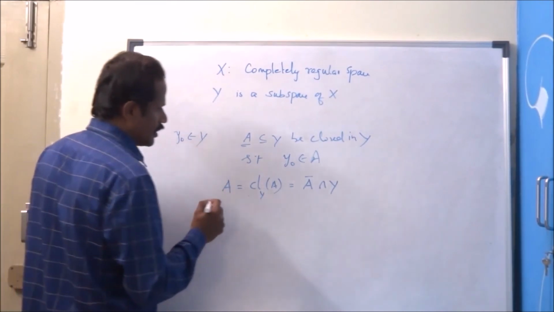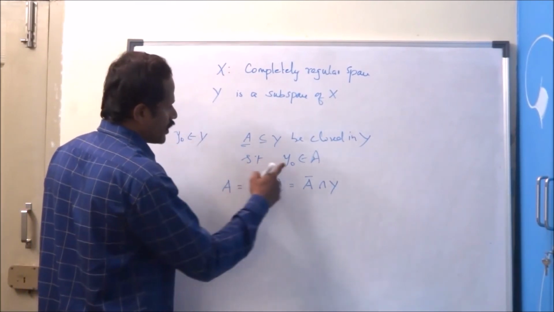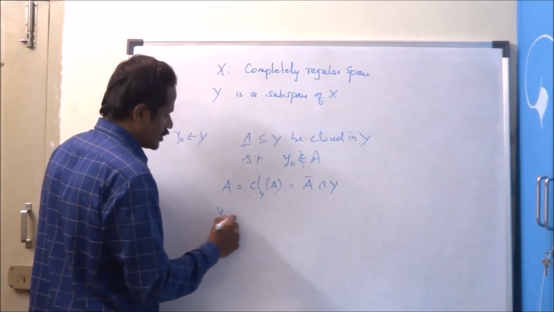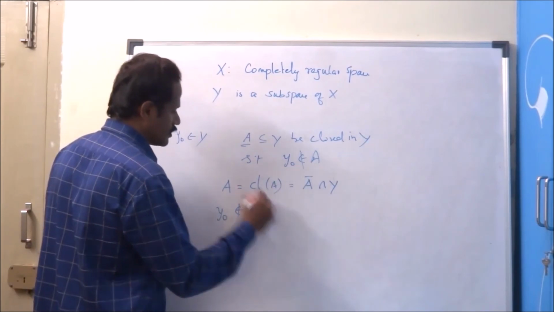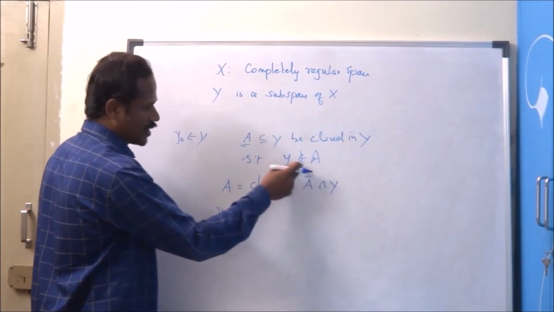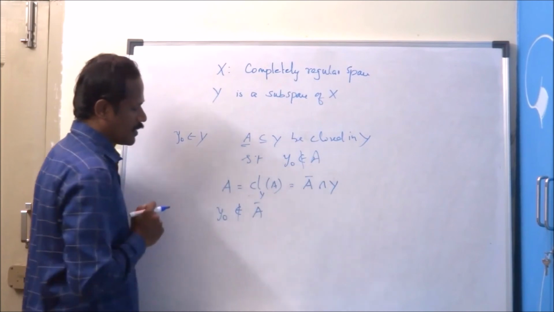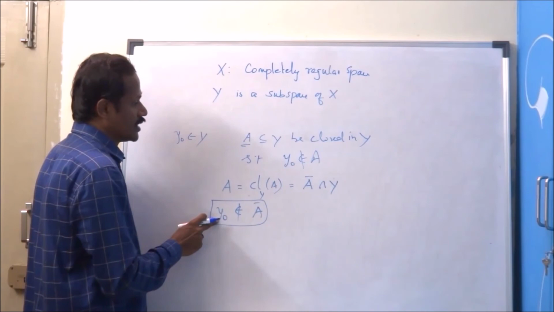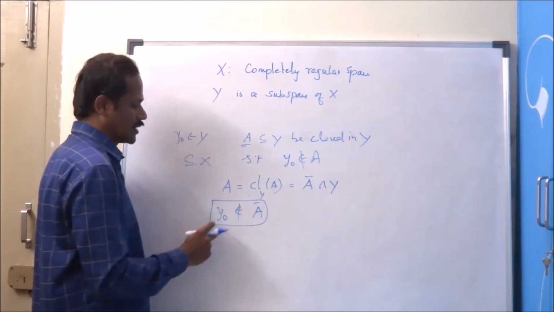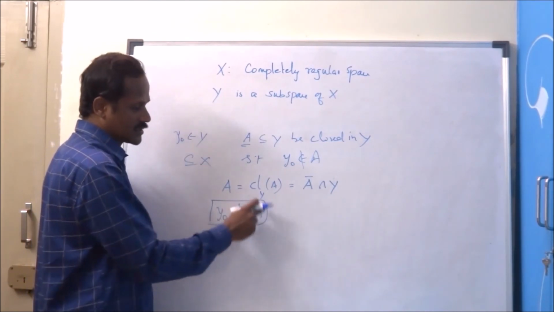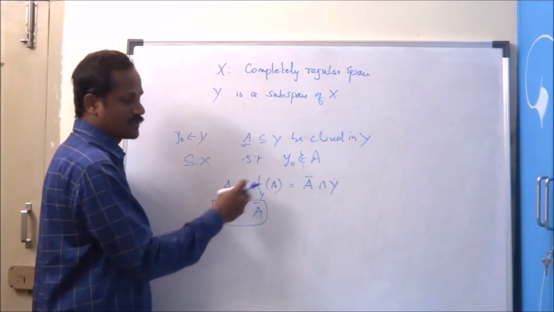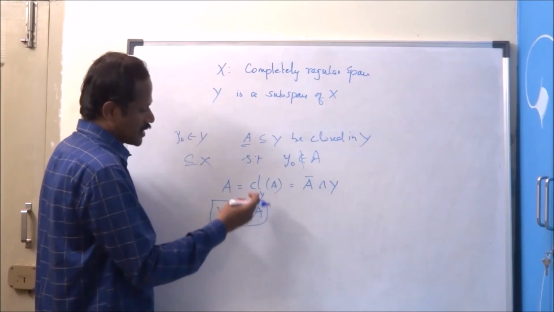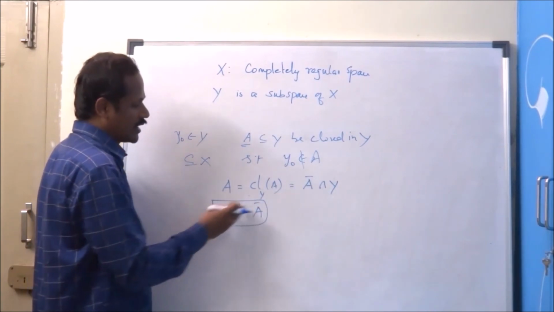Now, y naught is in Y, but y naught is not a point of A. Therefore, y naught is not in A closure. It is only a point of Y, but not in A, which means that it is not in A closure. So here we have a point y naught in Y and therefore in X, and A closure is closed in X. The closure of a set is always closed in the respective topology. So here is a closed set and a point not in it.